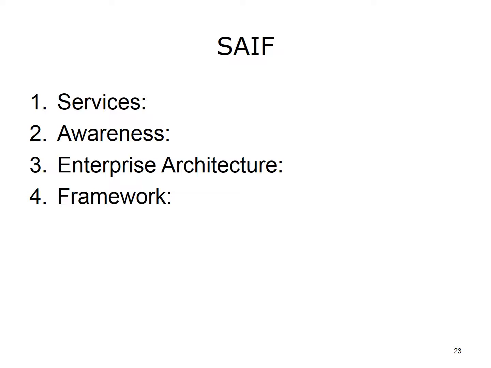1. Services. This is about services enabling HL7 standards. 2. Awareness. This is about making our standards aware of both services and an enterprise architecture. 3. Enterprise architecture. When adopted and embedded in our development methodologies, SAIF becomes our enterprise architecture. 4. Framework. This is a framework in which we will place our standards so that we can see how they relate to each other and they relate to other standards and becomes part of our users' integration architectures.